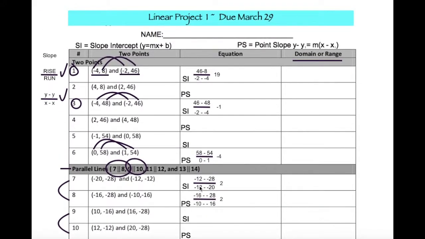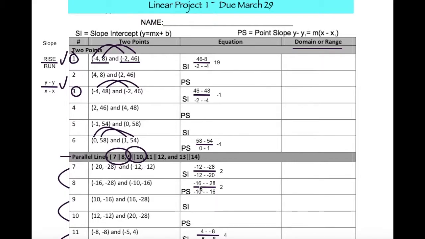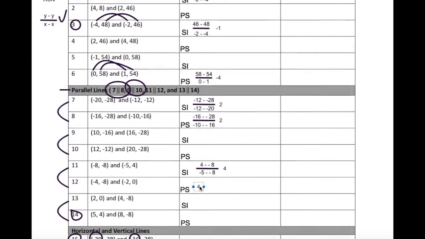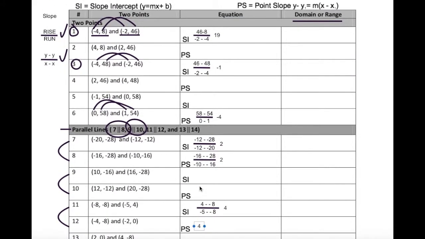So again, my next step in doing this project would be to go through and find the slopes of lines 1 through 14. That's just the way I would do it. And then you are ready to go to the next step.